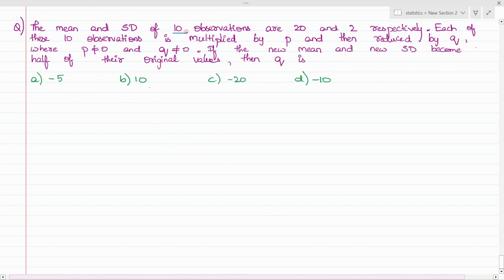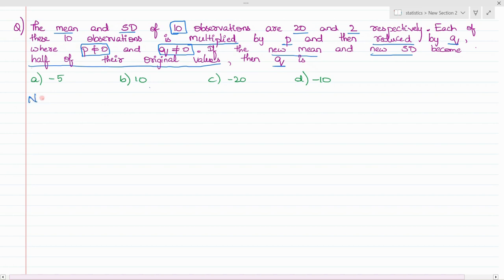In this question, there are 10 observations and the mean and standard deviation of these 10 observations are given to you, that is 20 and 2 respectively. Each of these 10 observations is multiplied by a constant value p and then reduced by a constant value q. And make sure that p is not equal to 0 and q is also not equal to 0. If the new mean and the new standard deviation become half of their original values, then what will be the value of q?